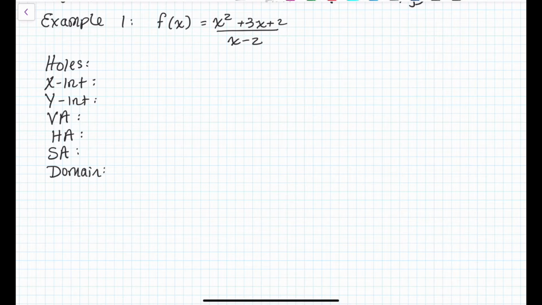We have our function, f of x is equal to x squared plus 3x plus 2 all over x minus 2. We're asked to graph the function and then find these characteristics. The first thing we always want to do is factor. So let's factor the top, the bottom. There's not much we can do there. And then that will help us identify if we have any holes. If our factors crossed out and simplified, we might have a hole.